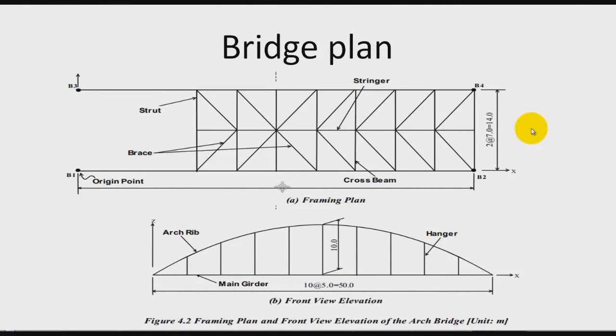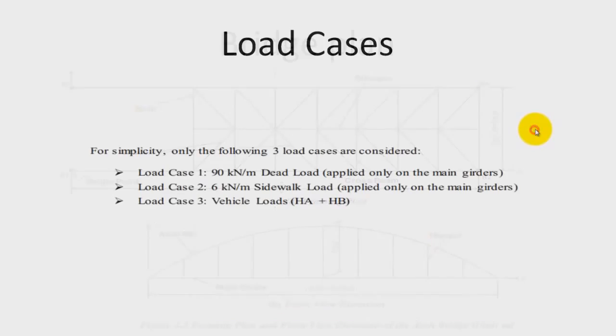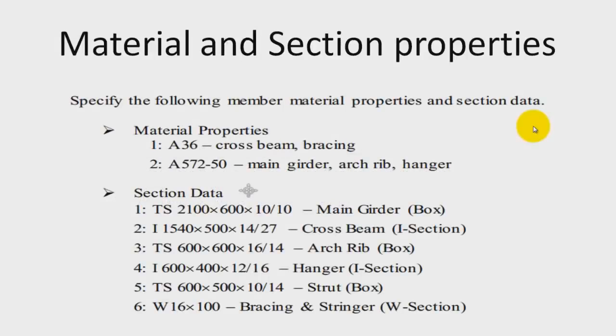So this is the plan of the bridge. The main deck is 50 meter by 14 meter and the height of the arch is 10 meters. I will apply three types of load cases on this bridge: dead load, sidewalk load, and vehicle load. And finally, you can see here the material and the section properties.